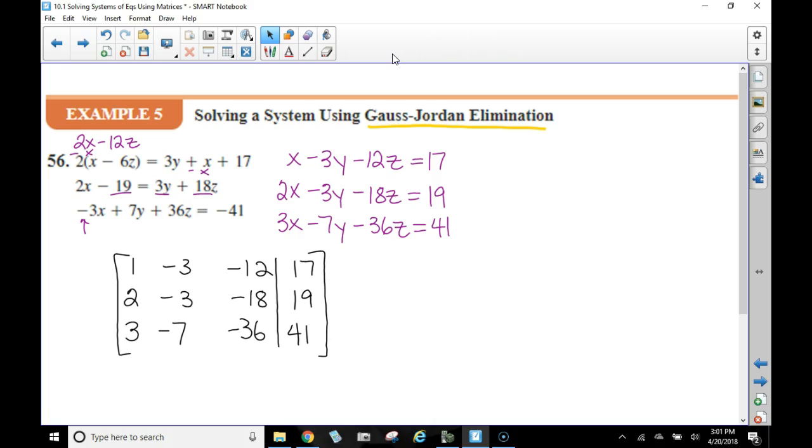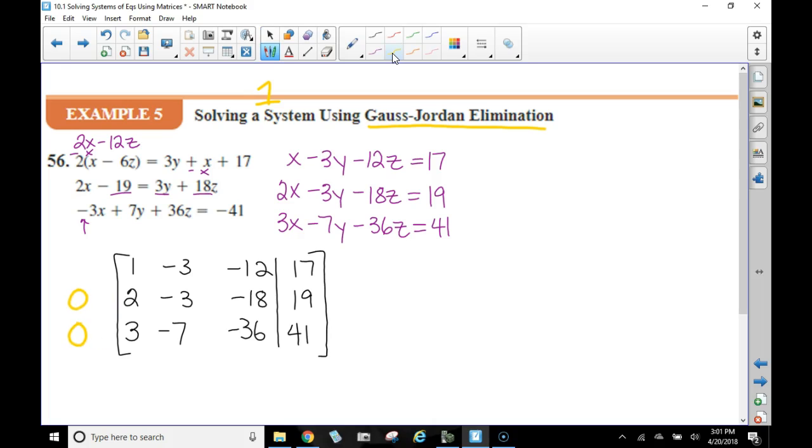Okay, I already have my lead 1 right here. My pivot number, I'm good to go on that. Loving it. Way to go. Now it's time to try to get a 0 here as well as here. Let's attack the second row first. But ultimately, that's what we're headed toward.